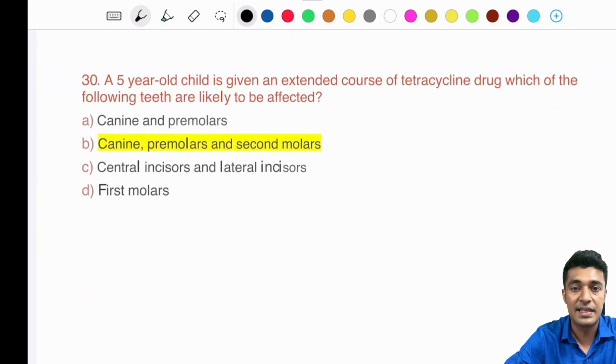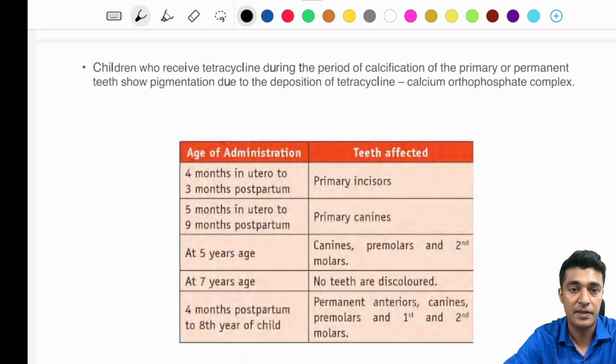A 5-year-old child is given an extended course of tetracycline drug. Which of the following teeth are likely to be affected? That is the canine, premolars, and the second molars. Let's see how the age of administration determines which teeth are affected.